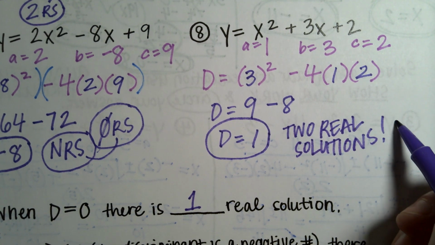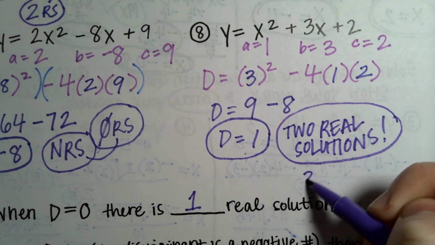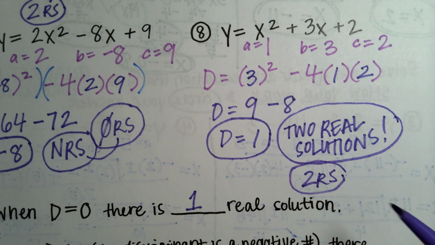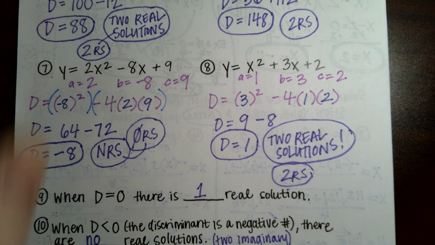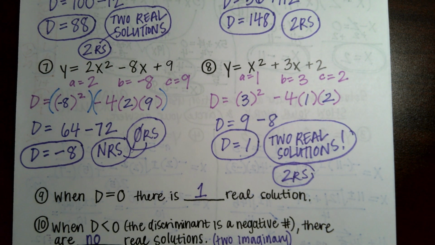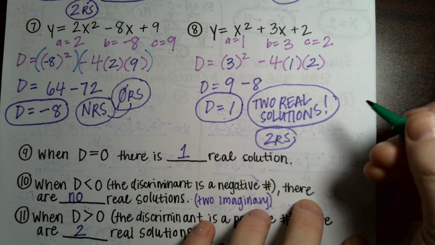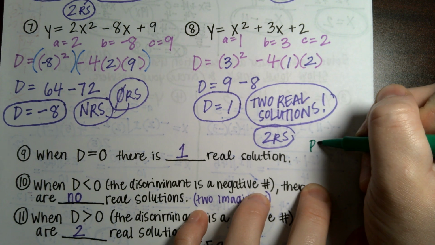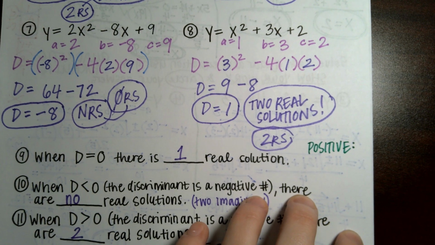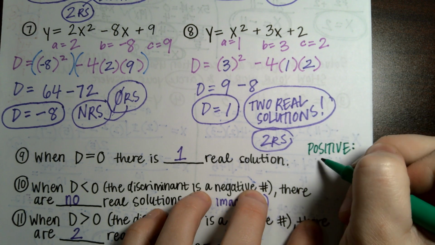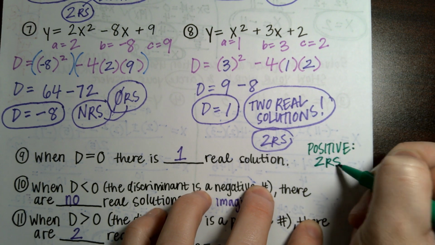Yeah, I had negative 1. So we could even make a little guide if trying to compare it to 0 is a little tricky. I'm going to write out to the side here, positive means 2 real solutions.